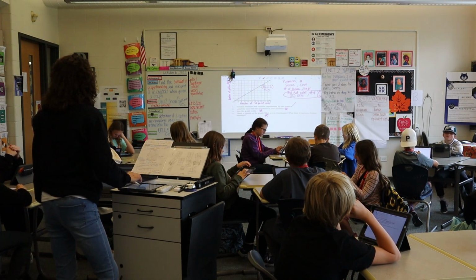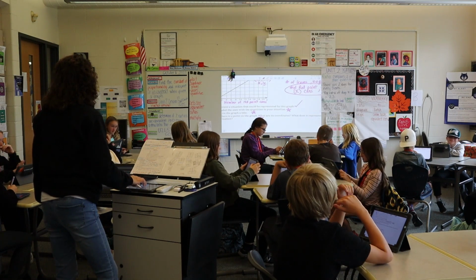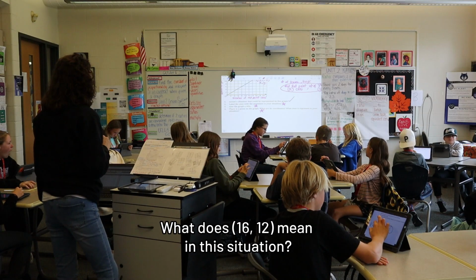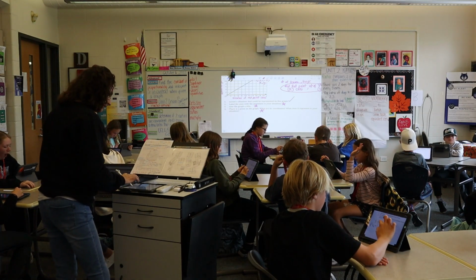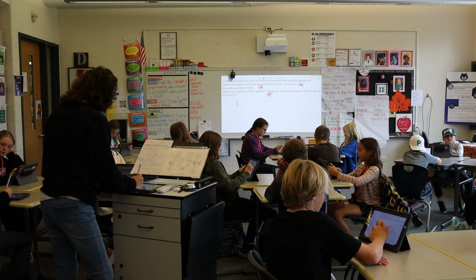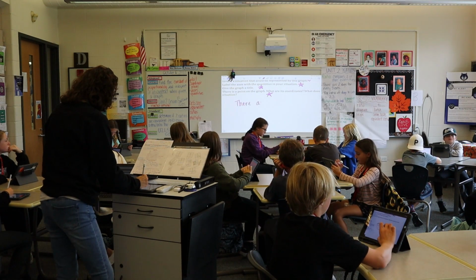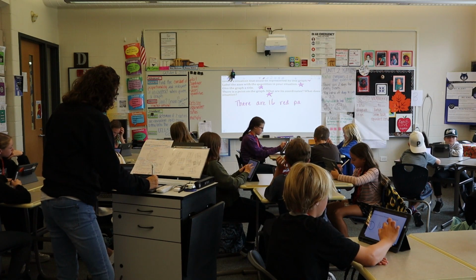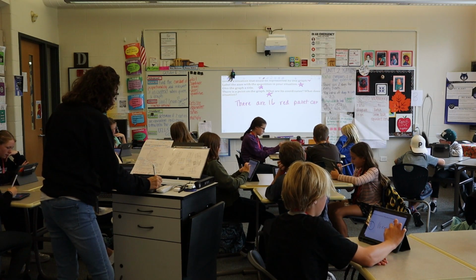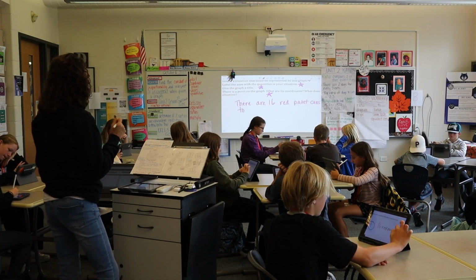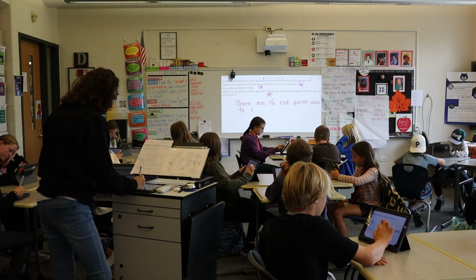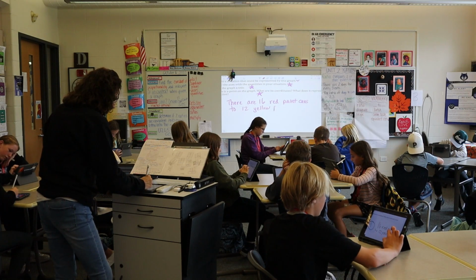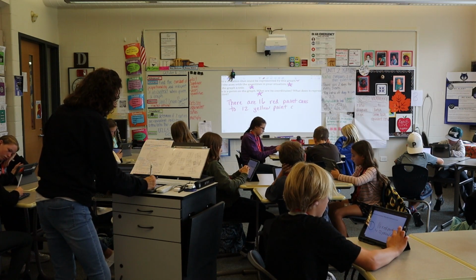Last thing, 16, 12, what does that represent in this situation that Sophia gave us? Whitney? That there is 16 red paint and 12 yellow paint. There are 16 red paint cans, remember because it's a ratio, so we're comparing to 12 yellow paint cans.